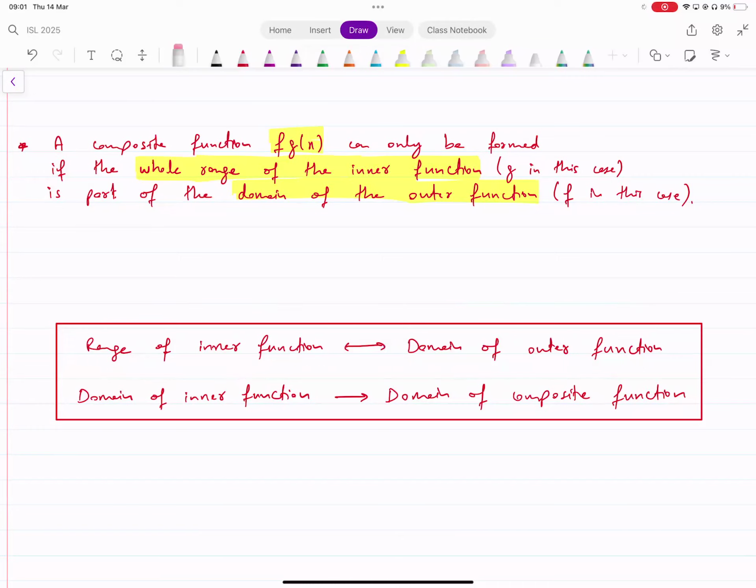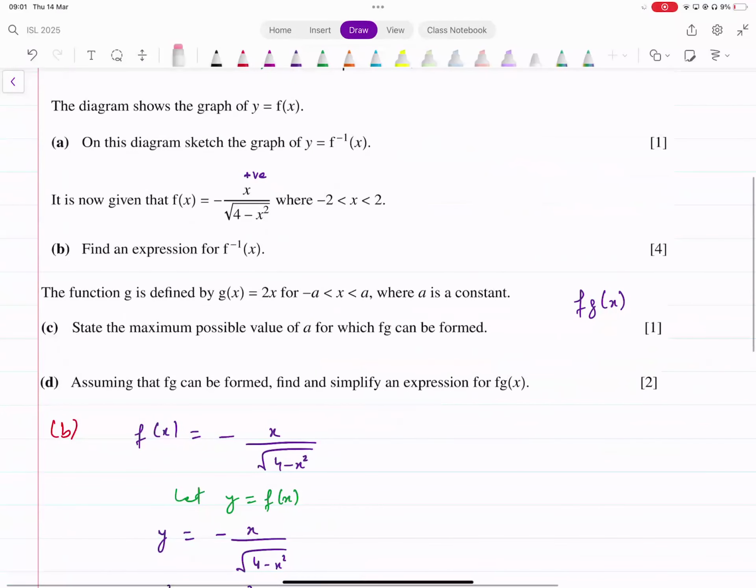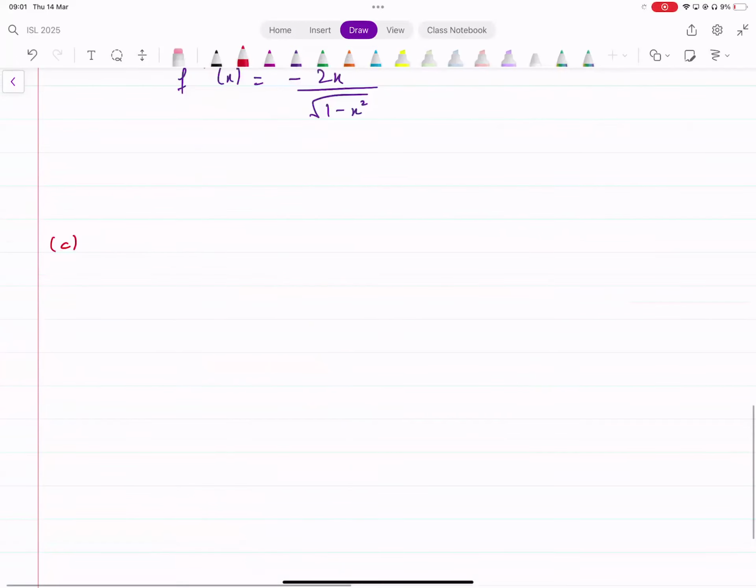Now let's think about this. What's the inner function? Inner function is G. Outer function is F. Inner function की range क्या है? This is the inner function G. Let me write that here. उसने एक function दिया है G of X, which is 2x, where X is between minus A and plus A. Right?